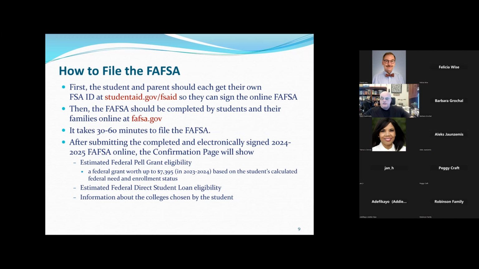The federal Pell Grant is a federal grant worth up to $7,395 for the 2023-24 award year. Congress has not yet set it for the 24-25 award year, and it's based on the student's calculated financial need and enrollment status.